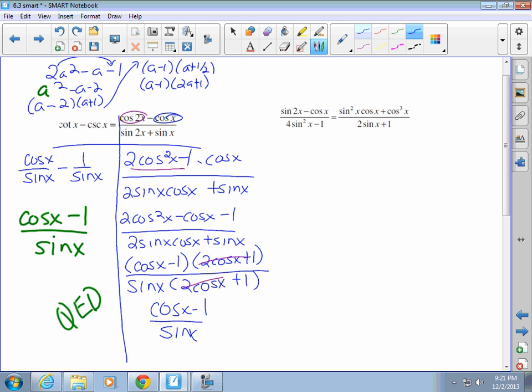Next one. Sine 2x minus cos x over 4 sine squared x minus 1 is equal to sine squared x cos x plus cos cubed x over 2 sine x plus 1. Wow, that's a lot of variables and squares and cubes and everything in there. So what we want to do is we want to simplify these. And instead of using sine x and cos x when you're doing the factoring part, substitute in other variables for them so it makes it a little bit easier to do.